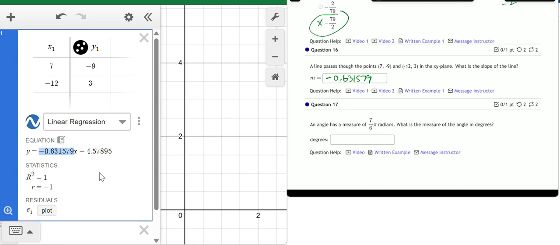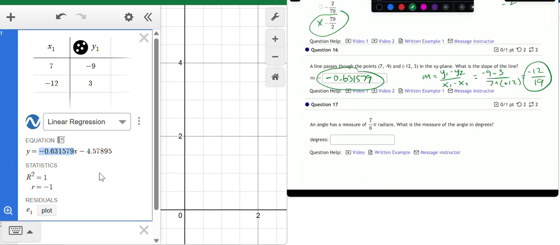If you're finding this by hand, again, slope is just the difference of our y's over the difference of the corresponding x's. And so if you took -9 minus 3 all over 7 minus a -12, the negatives cancel here. We get -12 over 19. Those are the exact same thing. Once again, it's not very difficult to do it by hand. It's, in fact, probably quicker and easier if you're comfortable with that.